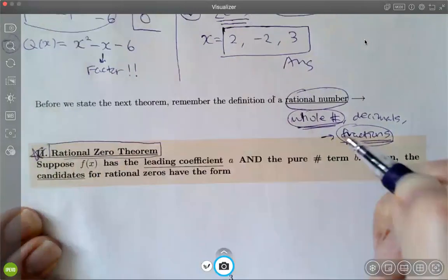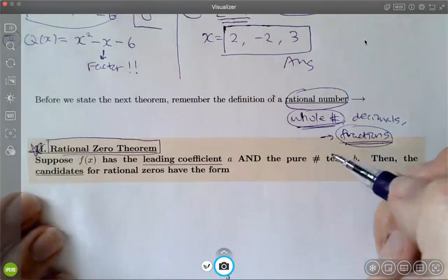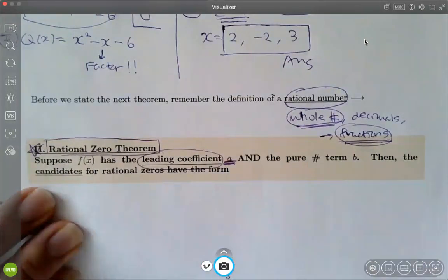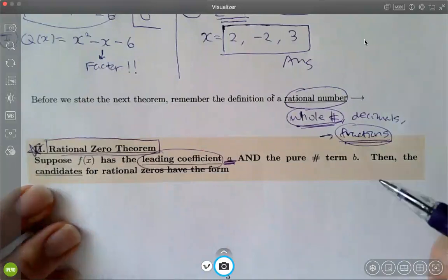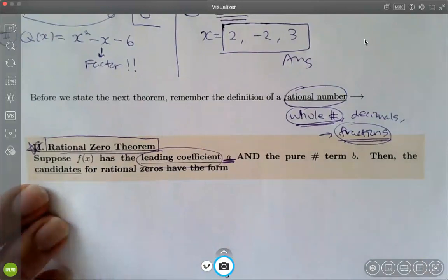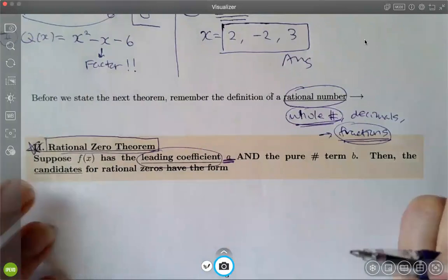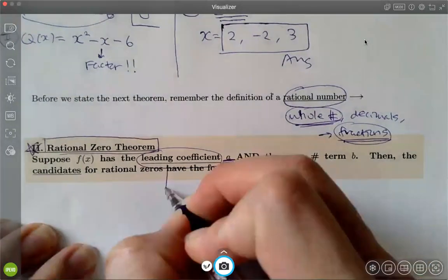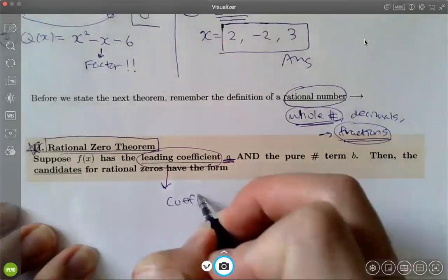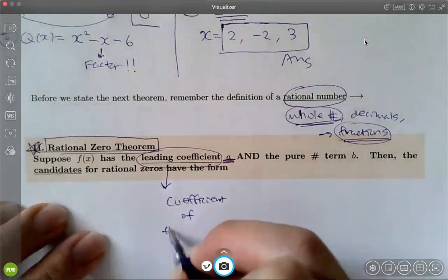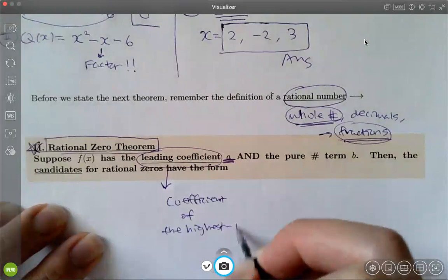Okay, so it goes like this. Suppose f of x has the leading coefficient a. So first of all, what does leading coefficient mean? We know what the coefficient is, which is the number in front of x, or x to some power, right? But what is the leading coefficient? The leading coefficient is the coefficient of the highest exponent or power term.